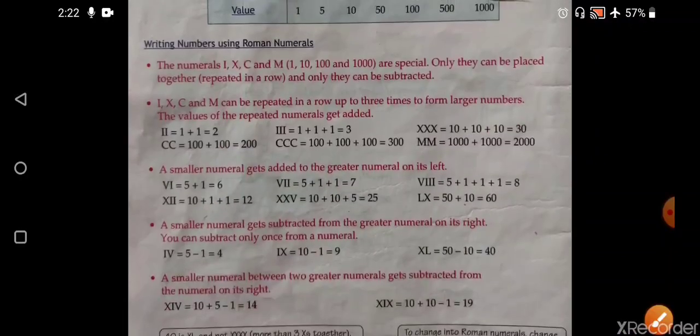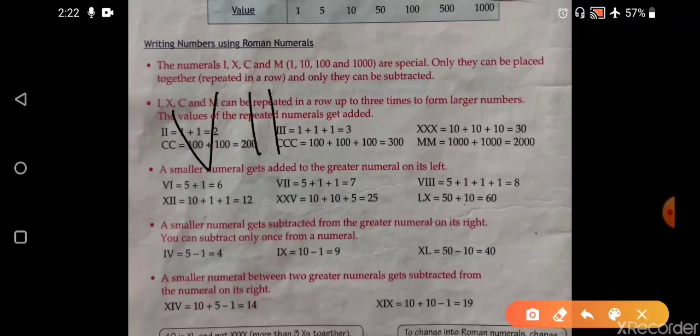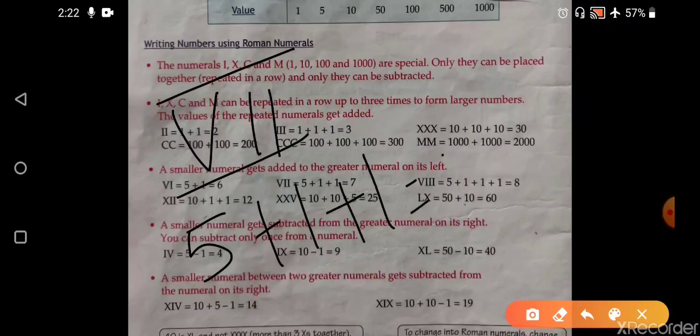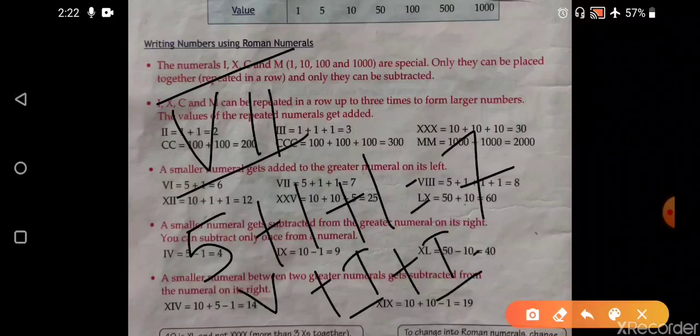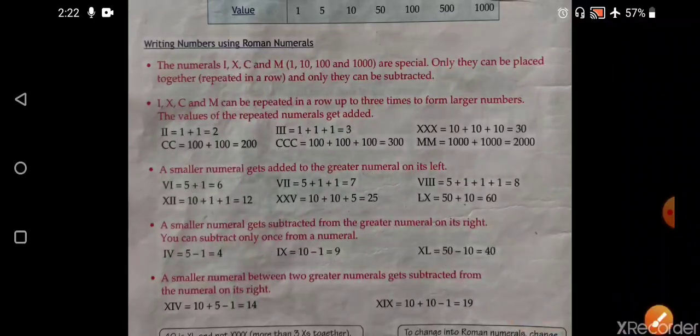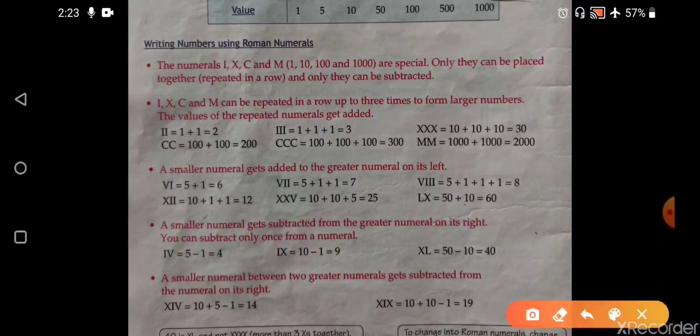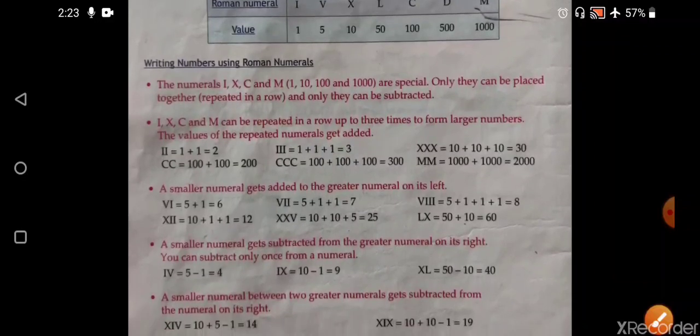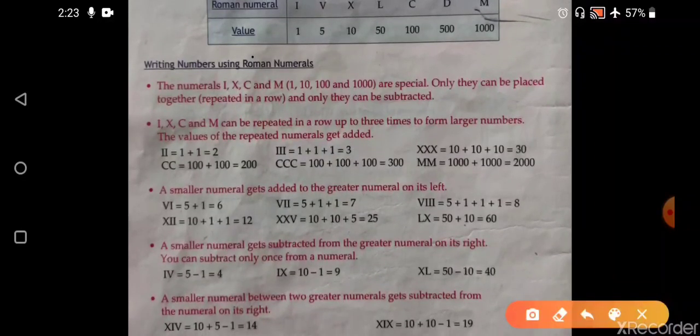Similarly, when we have to write 7, 5 plus 1 is equal to 7. So V plus I is equal to 7. Same thing we are going to use for 8 and 12. Coming to 60, how do we write 50? By L. It is written here, if you can see.